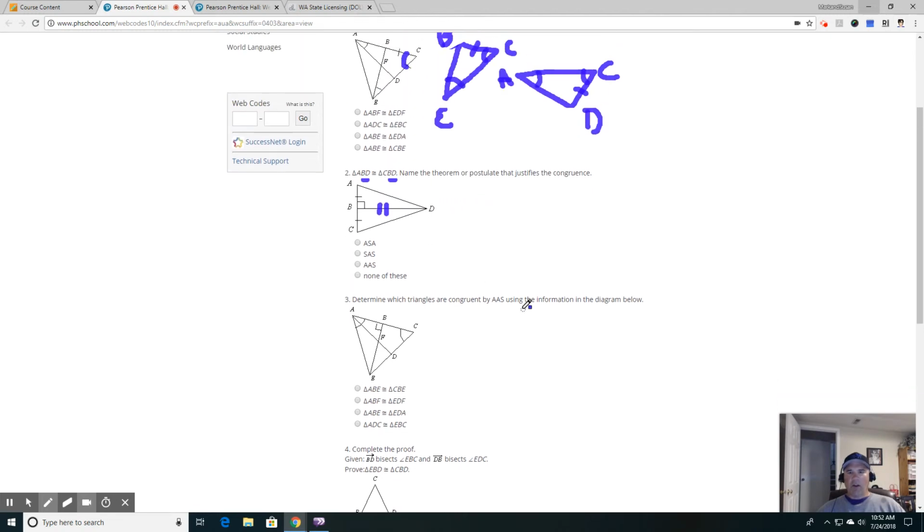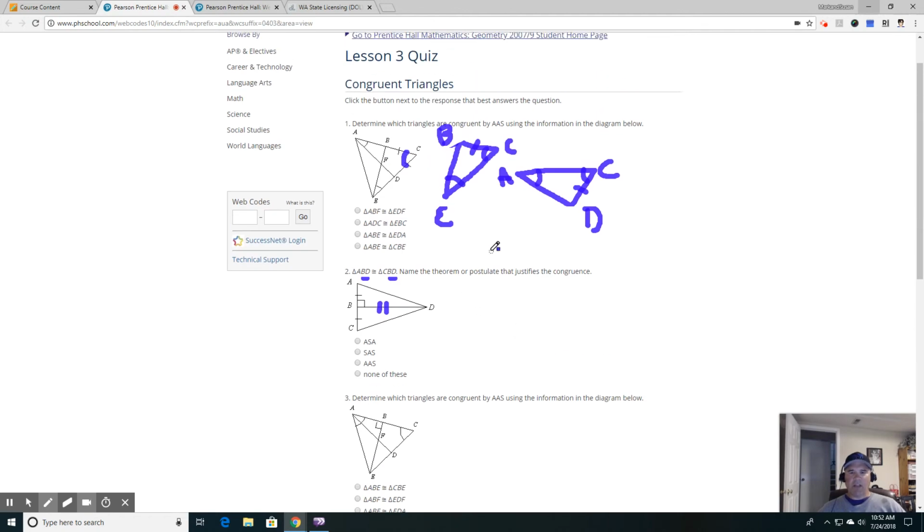So when you're going through, make sure that you match up the triangles, make sure you draw them out, make sure you sketch in what you know when you're trying to solve and prove congruency. After you prove the triangles are congruent, then you can use corresponding parts of congruent triangles are congruent.